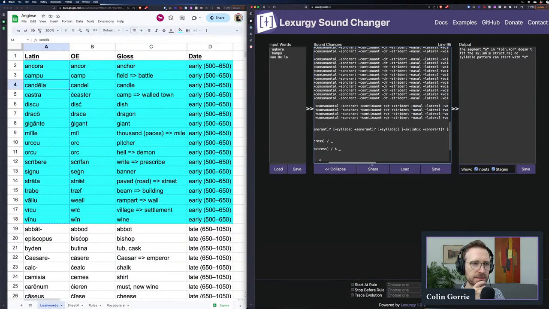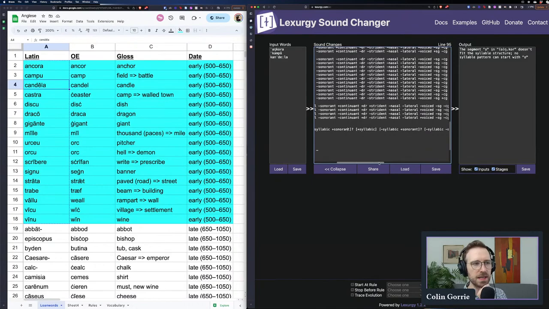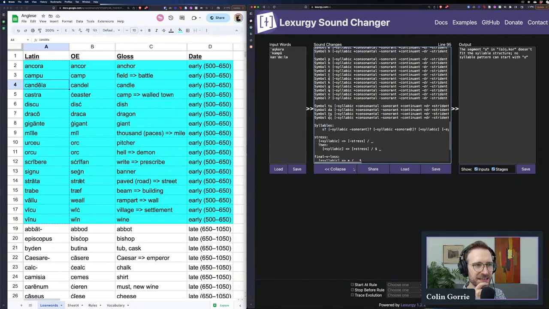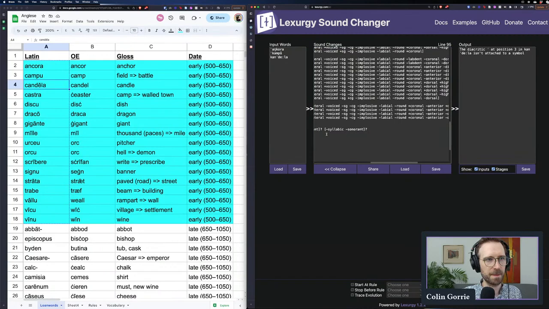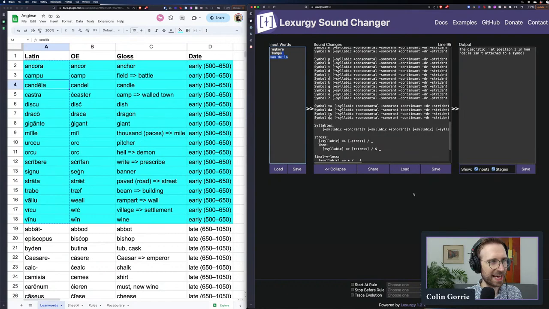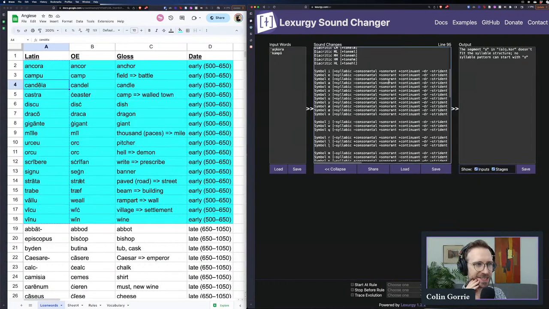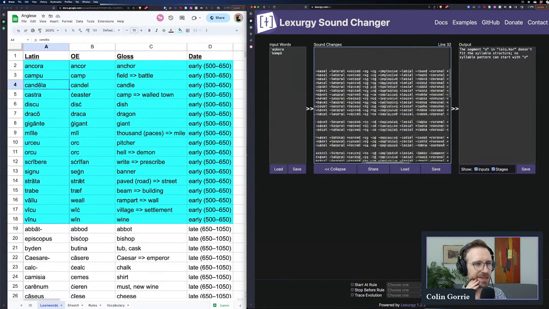Syllabic sonorant. Not sure what I've done wrong here. Does it not like us putting S literally in here? Maybe I can delete those and we can see what it does. Yes, no, maybe, I'm not sure. It really doesn't like that, Candela. No syllable pattern can start with "ah". I really beg to differ, Lexurgy. I don't understand why it wouldn't appreciate that. We have it defined and everything.